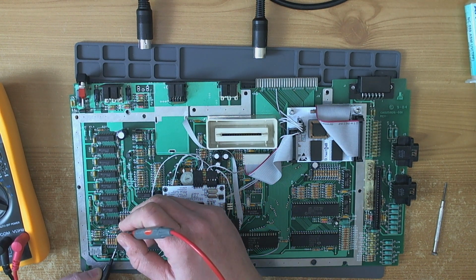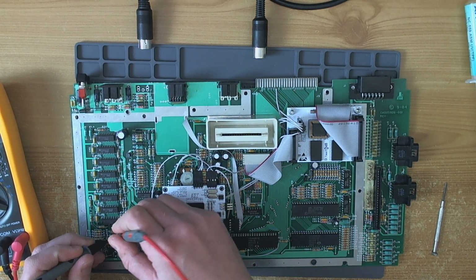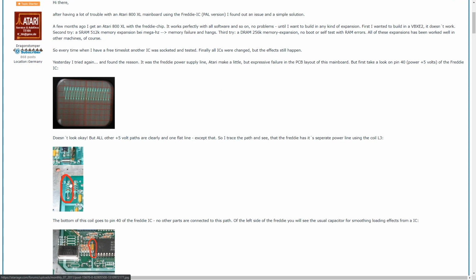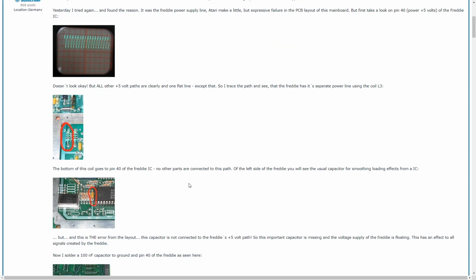So power is on pin 40, so this top pin, I mean, we do have continuity here, but it's not direct. What Jurgen is telling us here is that FREDDIE has its own 5 volt supply, which comes from this coil at the top here on L3. So there's a separate 5 volt path which goes to the FREDDIE chip. Now this decoupling cap is not between ground and the FREDDIE 5 volt line, it's between ground and a different 5 volt line, which he has decided causes an issue. So we need a decoupling cap that goes directly between pins 40 and 20 on the FREDDIE chip.